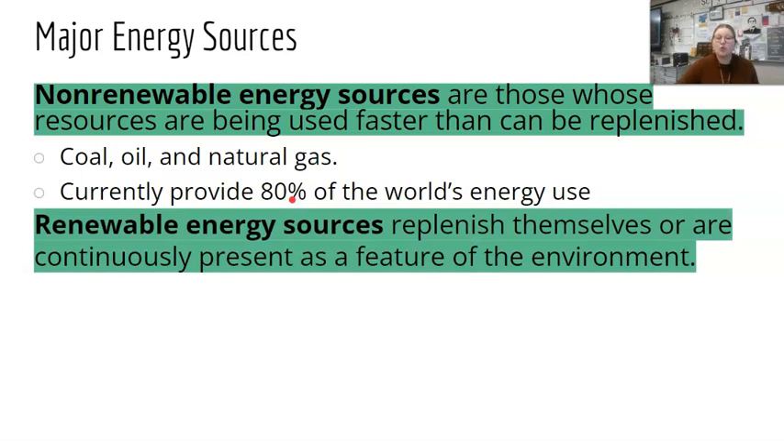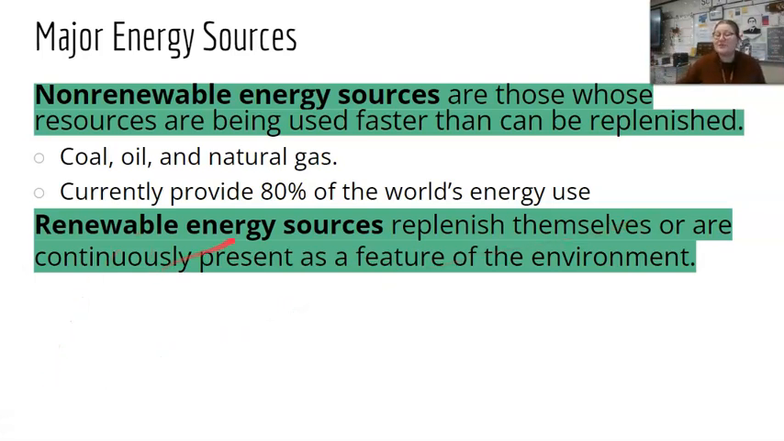Renewable energy sources replenish themselves, or they're continuously present as a feature of the environment. An example of replenishing themselves would be biomass, like trees growing back. As long as we're not constantly clear cutting a forest, if we're taking a tree here or there and using it sustainably, there should be enough time for another tree to grow back and replace the trees that we're cutting down.